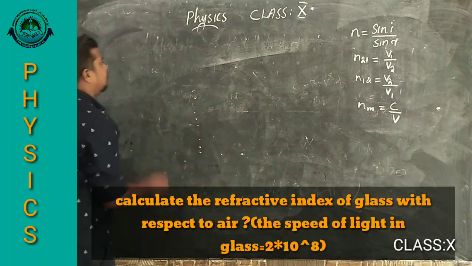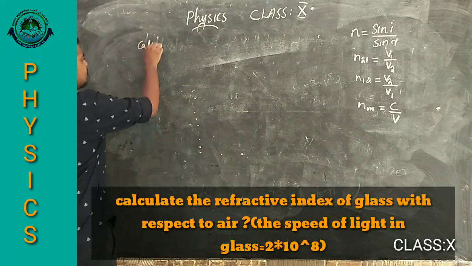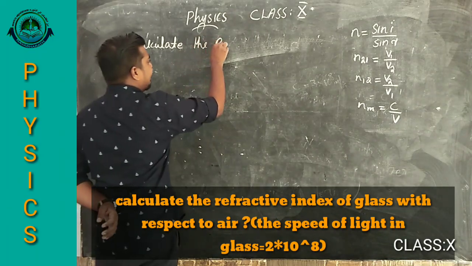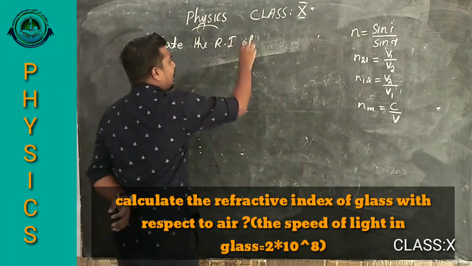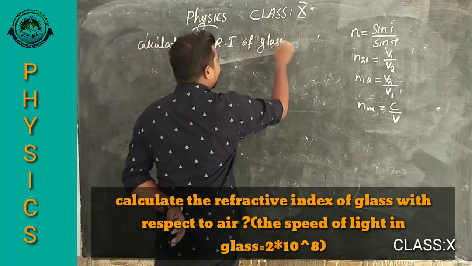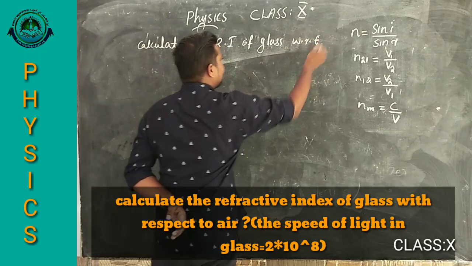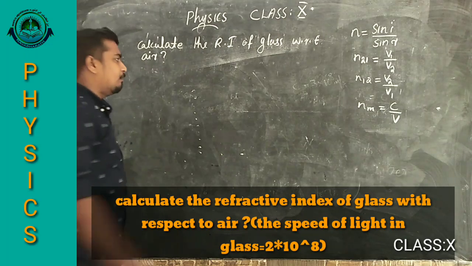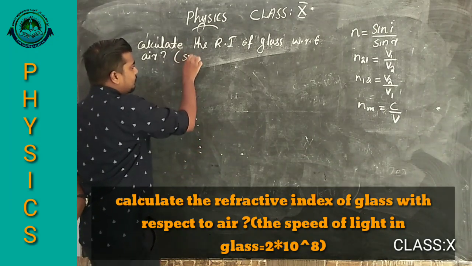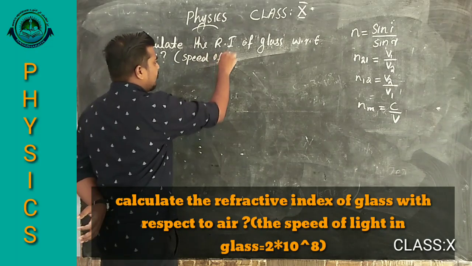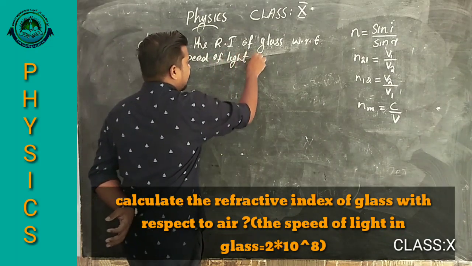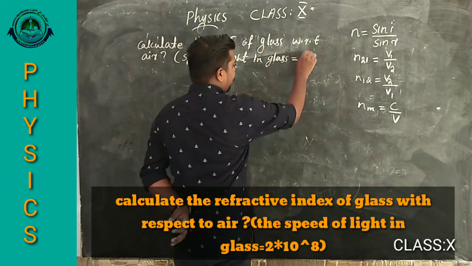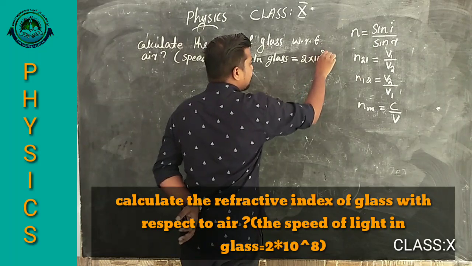Okay, first question. Calculate the refractive index of glass with respect to air. In bracket, the speed of light in glass equal to 2 into 10 raised to 8 meter per second.